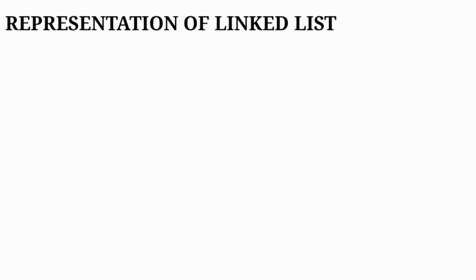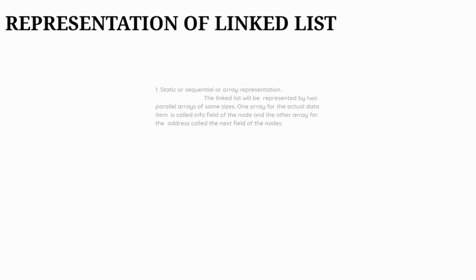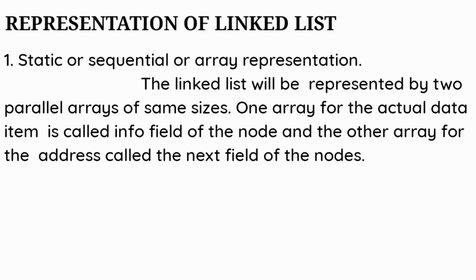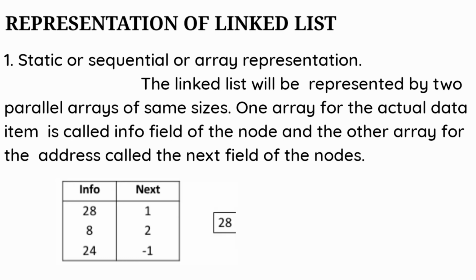Representation of linked list. First, static or sequential or array representation. The linked list will be represented by 2 parallel arrays of the same size. One array for the actual data item is called the info field of the node, and the other array for the address is called the next field of the nodes.